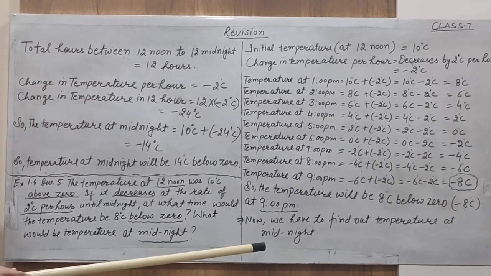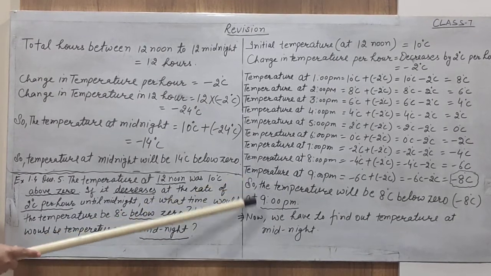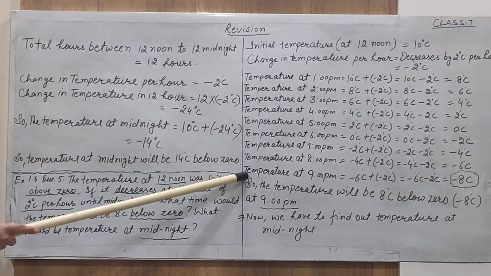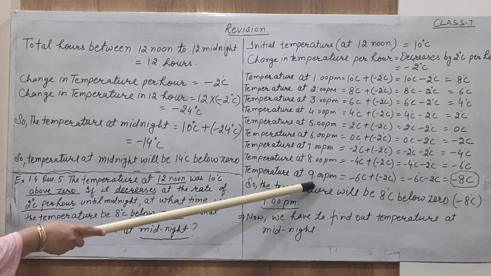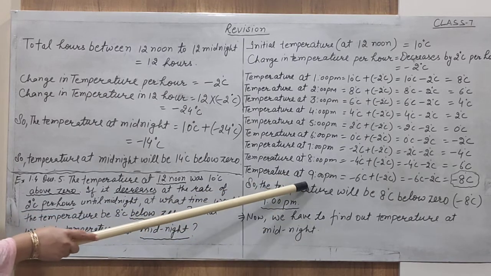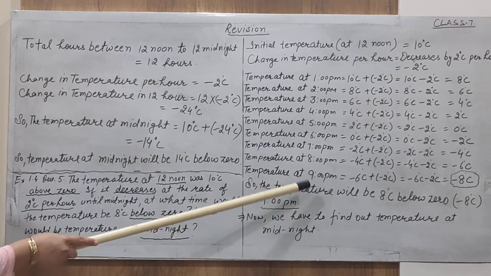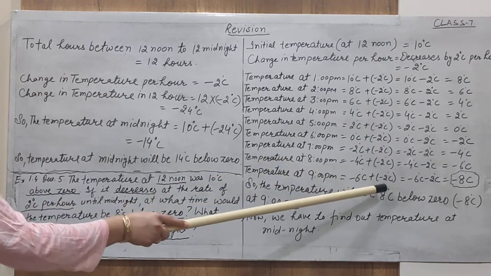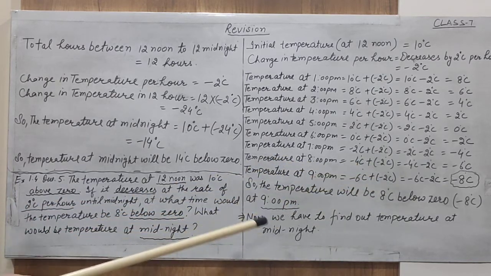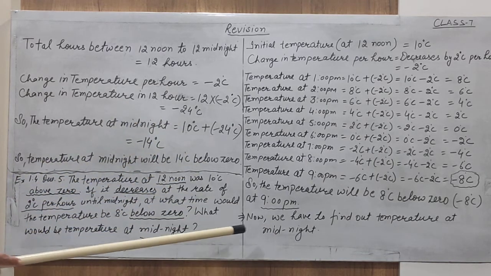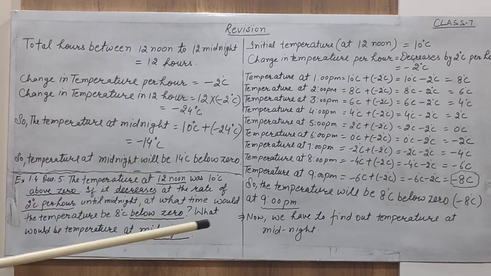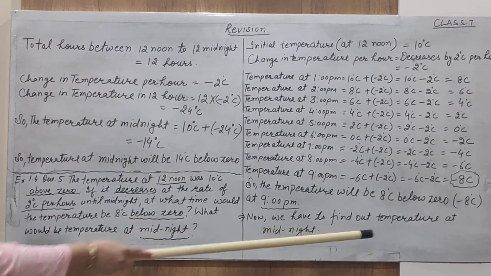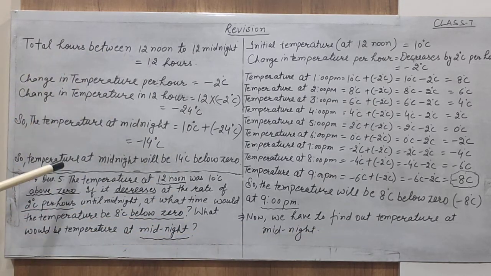Now students, for the second part, we can use this method also, as we have found the temperature at 9 pm. Up to 9 pm we have already found. Now, for the next temperatures, for the next hours, we can find out by this method, that is step by step, by adding minus 2 degrees Celsius. Or we can find out directly the temperature at midnight. So now we have to find out the temperature at midnight. Understand the direct method also. You have to use this method also to find out the temperature directly.